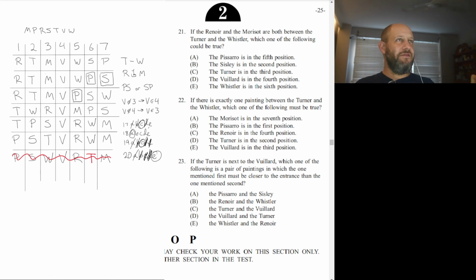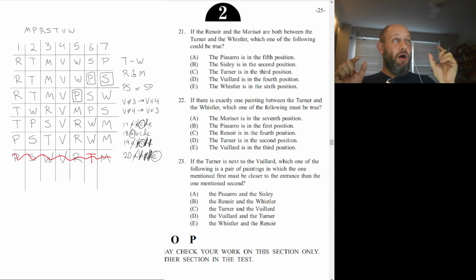Ooh, have I even done that before? Let's look. Do I have a place where R and M are both between T and W? Not in the first one, not in the second one, not in the third one, not in the fourth one, not in the fifth one, not in the sixth one. I've never done it before. I'm not even sure how I would do it. But we're going to try to make it happen.